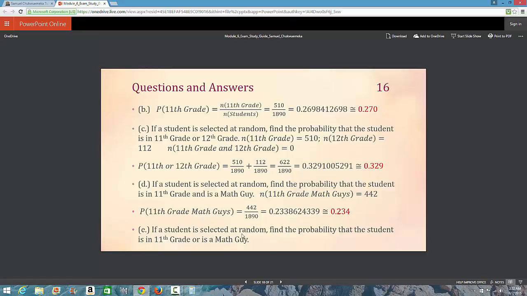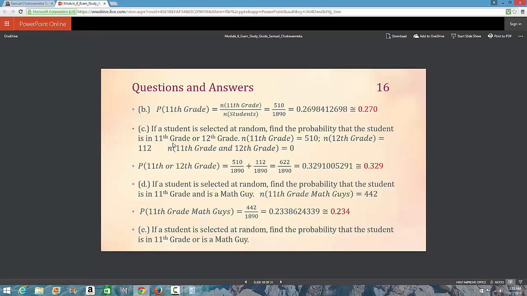E, if a student is selected at random, find the probability that the student is in 11th grade or is a math guy. So this is also, anytime you see "or", you talk about the addition law. Some textbooks call it the addition rule. So we find the probability that 11th grade or math guy. It is the probability that it is 11th grade plus the probability that it is a math guy minus the probability that it is 11th grade and math guy.